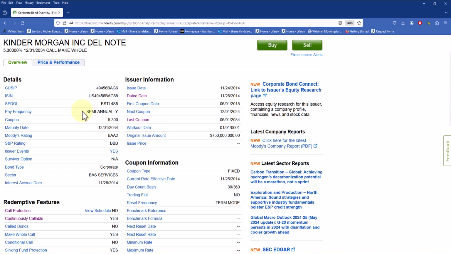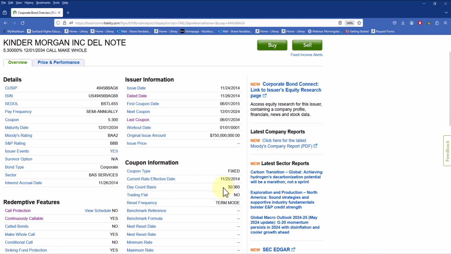The bond pays a semi-annual coupon payment. The coupon rate is 5.3%. It's a triple B S&P rating, a Baa2 Moody's rating. The coupon is fixed, and that's true for most corporate bonds in the U.S. An important thing to note is the day count basis is 30/360.